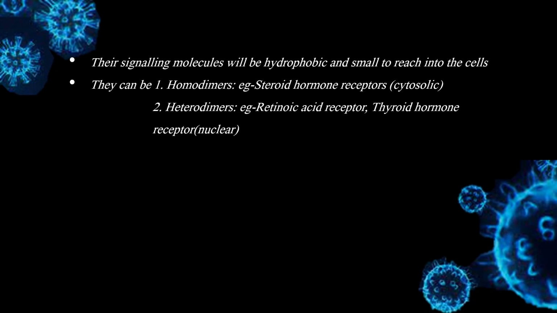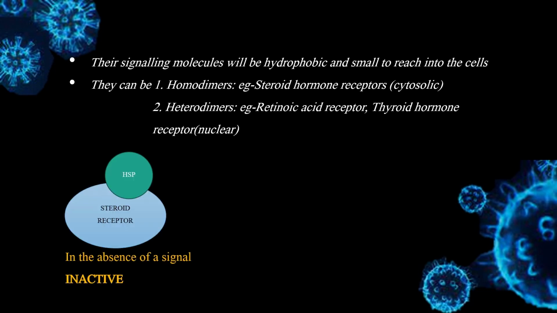Their signaling molecules will be hydrophobic and small, so that they can diffuse into the cells. They can be homodimers, for example in the case of steroid hormone receptors, or heterodimers, for example retinoic acid receptor, thyroid hormone receptor, etc. Now let's look into the case of steroid hormone receptors.